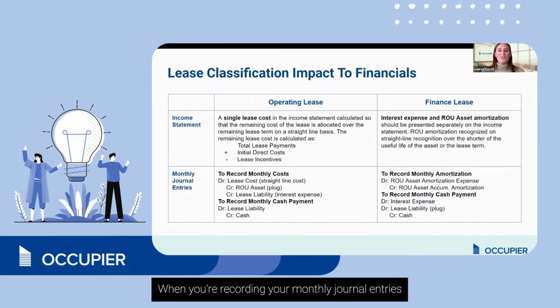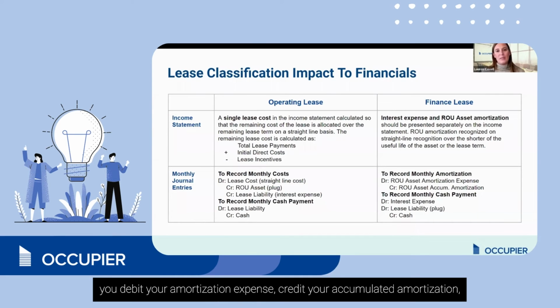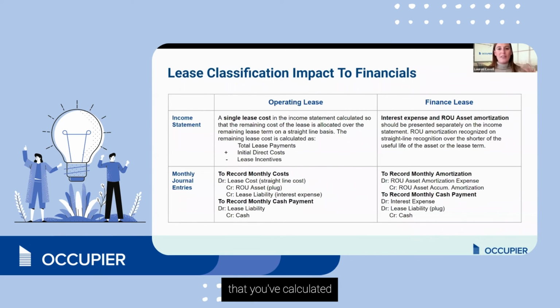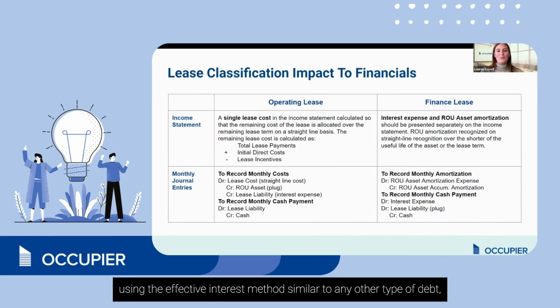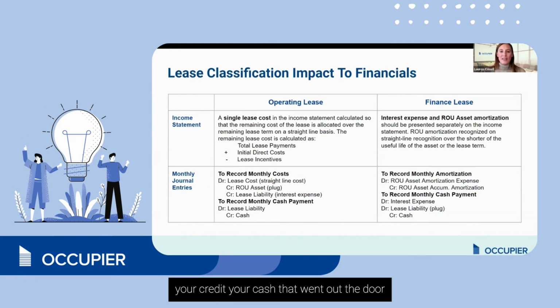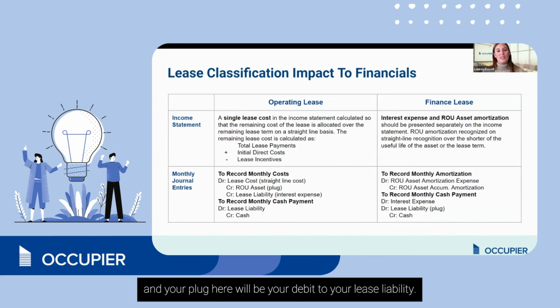When you're recording your monthly journal entries for a finance lease, similar to any other PP&E, you'll debit your amortization expense, credit your accumulated amortization, then to record your monthly cash payment, debit your interest expense that you've calculated using the effective interest method, similar to any other type of debt. You'll credit your cash that went out the door, and your plug here will be your debit to your lease liability.